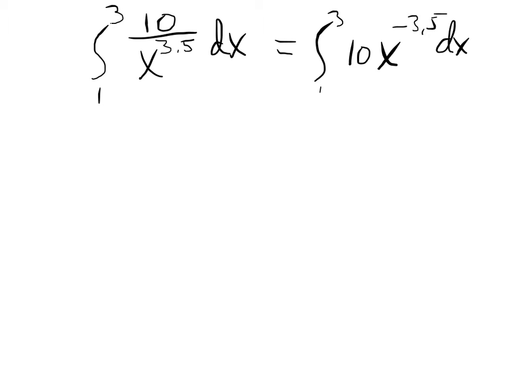So you'll start by rewriting with bringing the x up and making the exponent negative. And then this is just a straight integration. We can put the 10 out front, and we'll have x raised to the minus 3.5 dx.